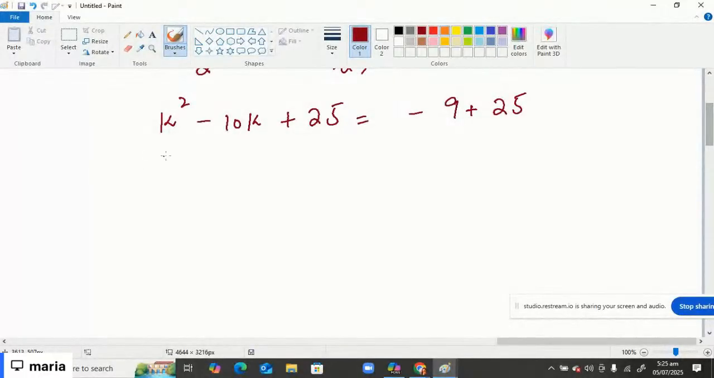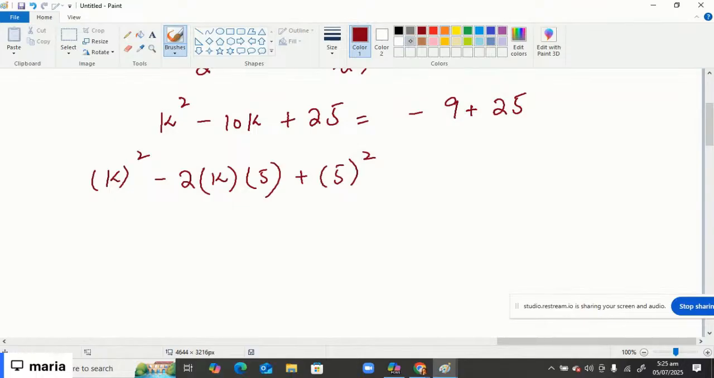Now here it becomes a formula. Which formula? A square plus b square minus 2ab. Look, when you open this it becomes k square, 2 times 5 is 10k with a negative sign, 5 times 5 is 25. And when you close this it becomes k minus 5 whole square, and from that, 25 minus 9 is 16. So that is equal to 16.